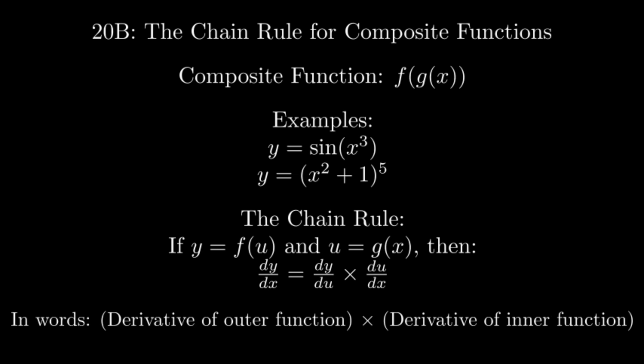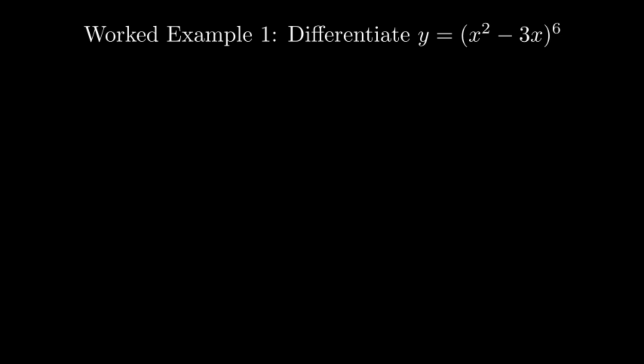Let's see how this works in practice. Now that we have the formula for the chain rule, let's solidify our understanding by working through several examples. Our goal here is to become proficient in applying the chain rule. Let's start with y equals the quantity x squared minus 3x, all raised to the 6th power.